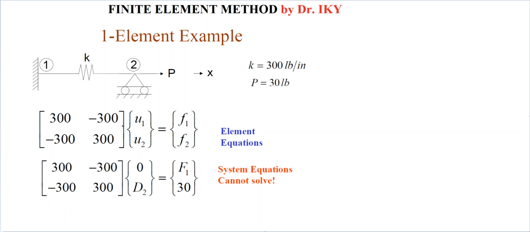For example, if you look at the equations here, 300 minus 300, we will create an equation like 300 multiplied by 0 and minus 300 multiplied by d2 will be equal to f1. And I don't know f1. For the second one, minus 300 will multiply by 0 and 300 multiplied by d2, and it will be equal to 30.